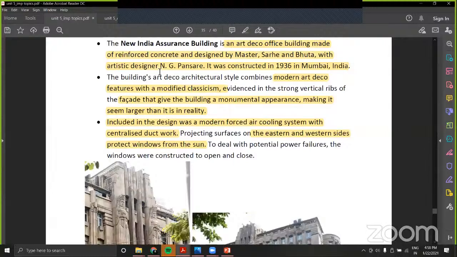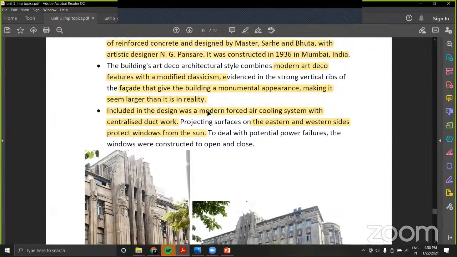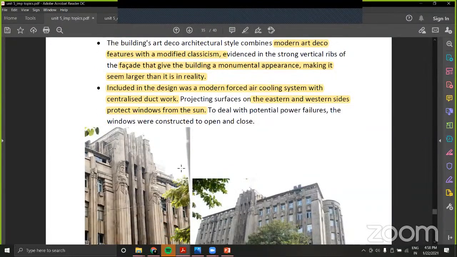So modern Art Deco features a modern classicism evident in the strong vertical lines of the facade that give the building a monumental appearance, making it seem larger than its reality. It included a design with a modern forced air cooling system with centralized ductwork. Ductworks and all the centralized systems started evolving in the Art Deco period. We all know what a duct is, right? So with all those lifts and the staircase, there will be a hole which goes to the ground floor, that is called a duct, you all know.